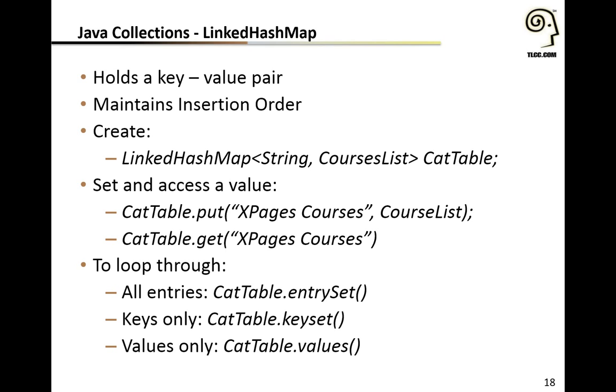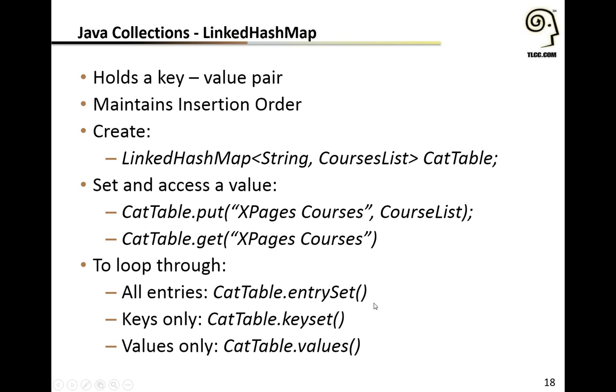Okay, so the linked hash map, like many of the Java collection objects, has a put and get. So if I want to put a value into a linked hash map, I use the put, give it two parameters. One is the key. In this case, it's a string. You can have other kinds of objects. And the second parameter is my value. In this case, it's the courses list object that I just created. And then if I want to get a value, I can just say get and give it the key, and then it will return the value.